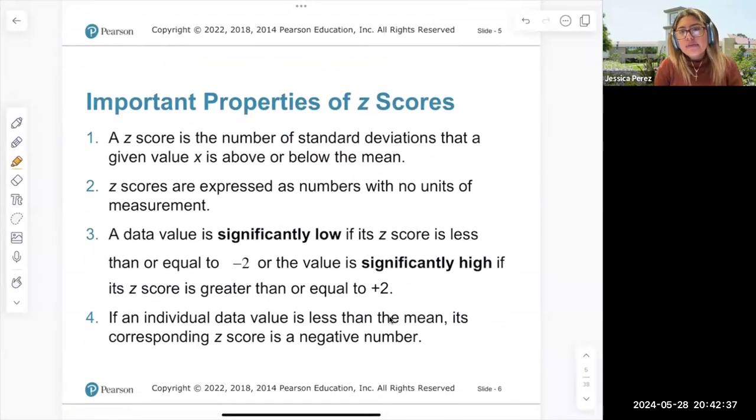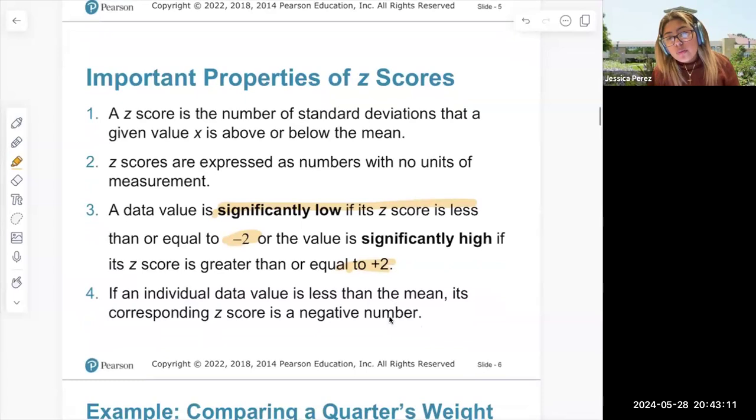What are the important properties of z-scores? A z-score is the number of standard deviations that a given x value is above or below the mean. So every time we're going to have a different z-score depending on the value that we're given. Z-scores are expressed as numbers with no units of measurement. A data value is significantly low if the z-score is less than -2, or high if it's more than 2. If an individual data value is less than the mean, its corresponding z-score is negative. You may have negative z-scores.